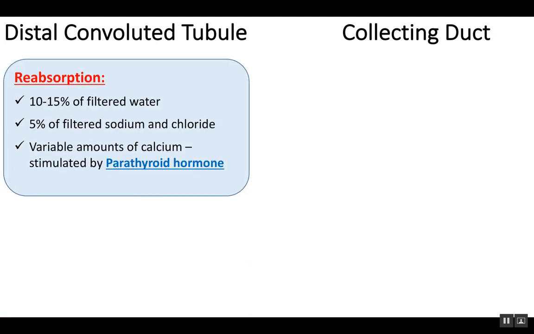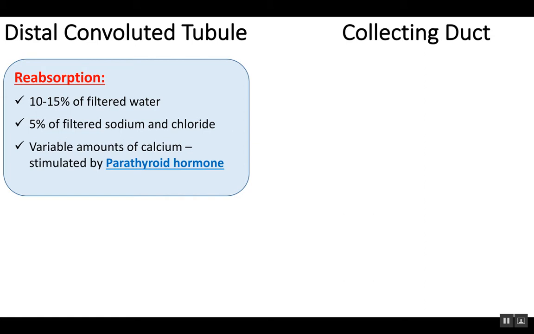The distal convoluted tubule does a little bit of reabsorption. Some more water gets collected and kept in the body, about 10 to 15%. A little bit more sodium and chloride gets reabsorbed. But what it's really known for is it is the major target in the kidney for parathyroid hormone.